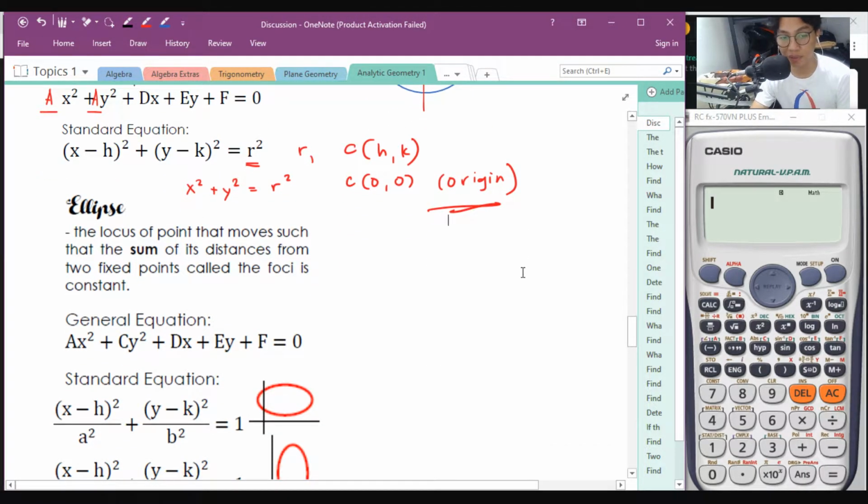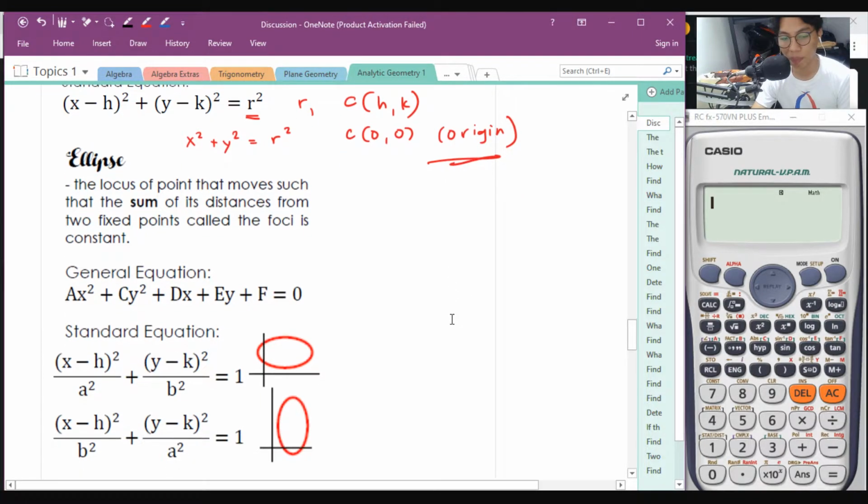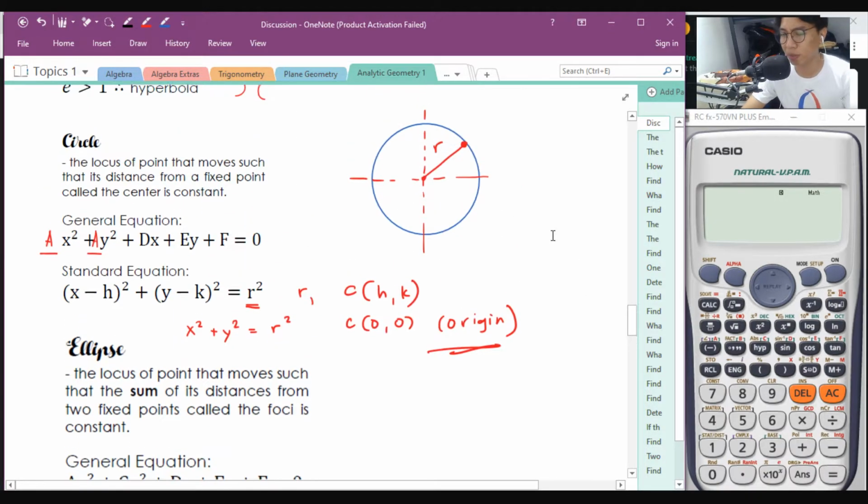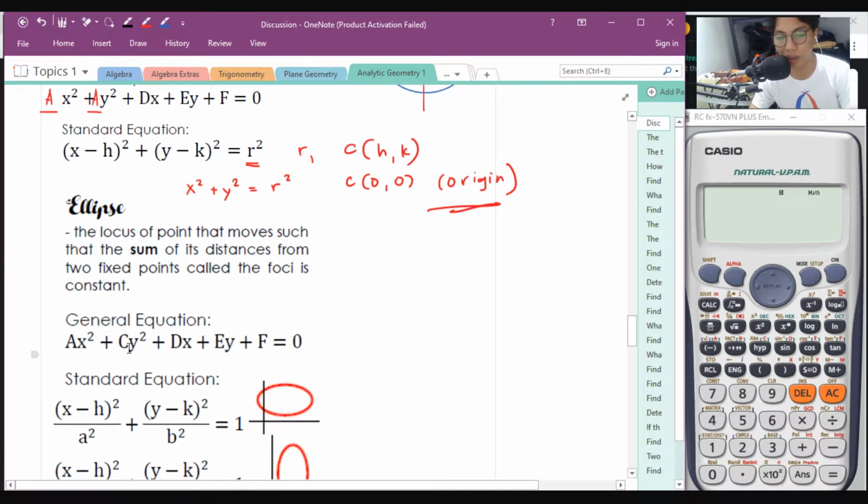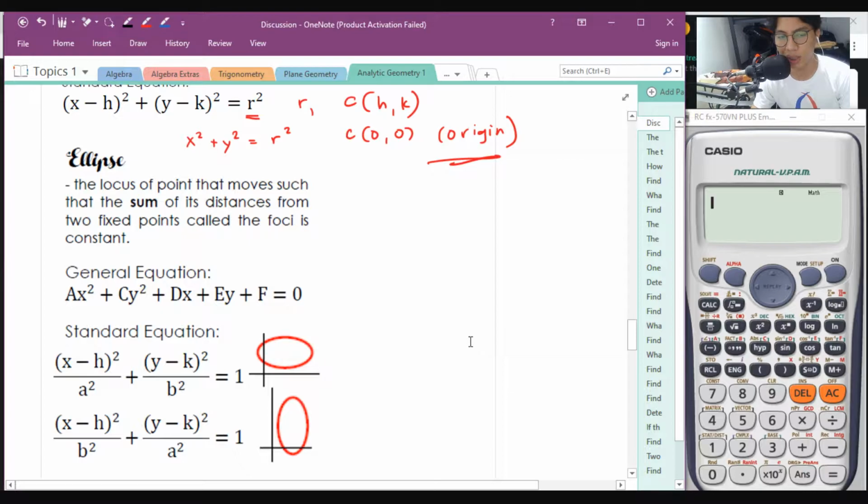The locus of the point that moves such that the sum of its distances from two fixed points called the foci is constant. So, that is just its definition. I haven't shown that yet. The detail is a bit intricate. Let us go with the general equation.